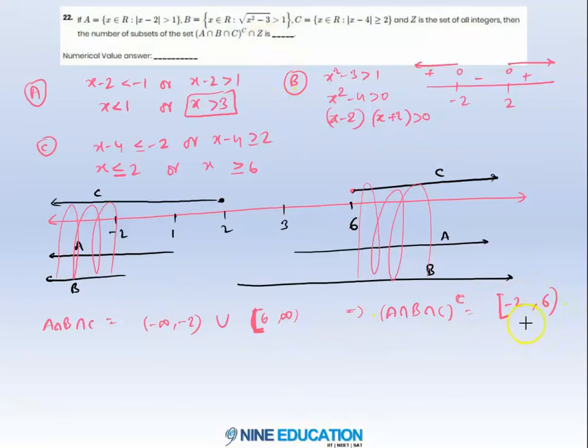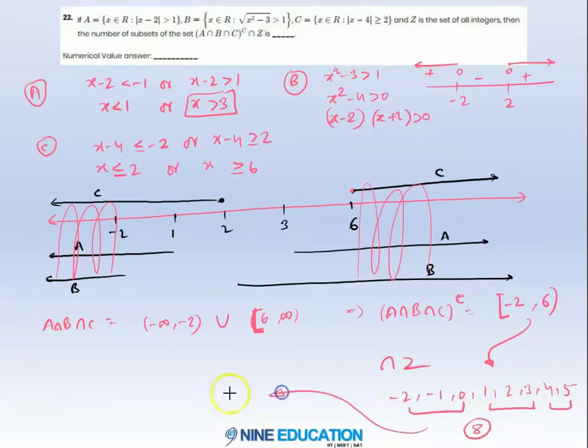But now we have to take intersection with integers, and then if we count the number of elements, we have minus 2, minus 1, 0, 1, 2, 3, 4, 5. So we have total 3 and 3, 6 and 2, 8. 8 elements are satisfying, and the number of subsets formula is 2 power number of elements in that set. So 2 power 8 is nothing but 256. That is the number of subsets for this given case.